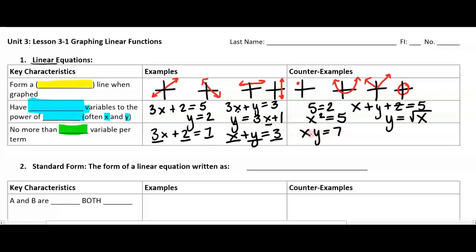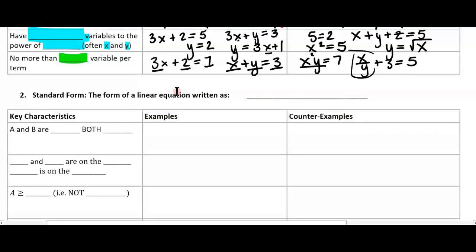This is not linear because this one term has two different variables. So this is not a linear equation. Or x over y plus 3 equals 5. This term right here has the variable x and the variable y, so it is not a linear equation. Okay, so we should be able to identify what is a linear equation versus what is not a linear equation.